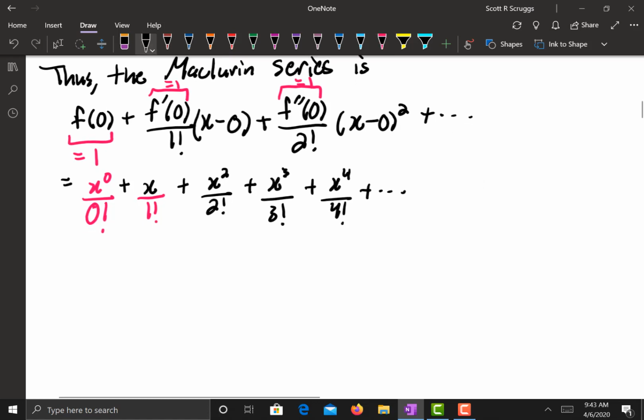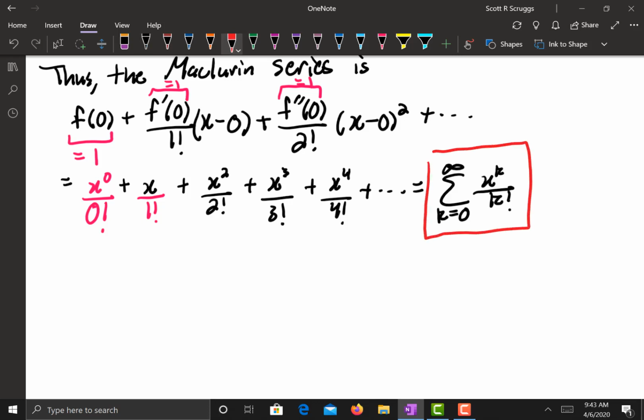So now I have an underlying pattern for the entire series. So I can now write that in series notation as the sum going from k equals 0 to infinity of x to the k power divided by k factorial. And yes, my friends, that gives me the Maclaurin series for e to the x.